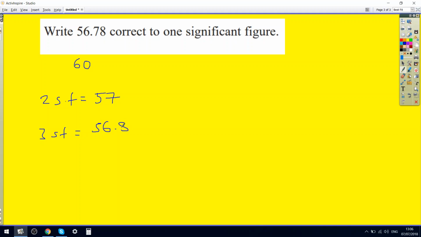56.8. That's it. Yeah. So basically, 3 sig fig, there's 3 numbers that aren't 0. 2 sig fig, 2 numbers that aren't 0, and then 1 sig fig is 1 number that isn't 0. Yeah. And they're always the leftmost number is the most significant. It's basically from left to right. Yeah. Any questions there? No.